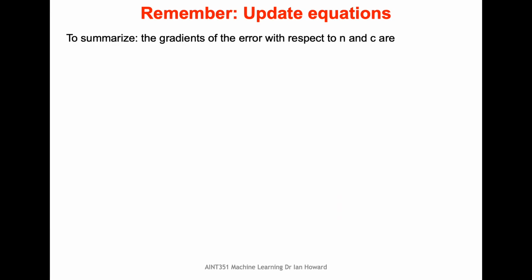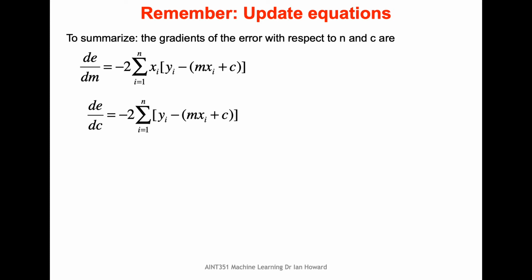Now, we came across expressions for the error gradient with respect to the m parameter. We found that we had the expression minus 2 times the sum across all data points of xi multiplied by yi minus (m xi plus c). Similarly, we came up with the gradient with respect to the parameter c, the constant, which came out to be minus 2 multiplied by the sum across all data points of yi minus (m xi plus c).